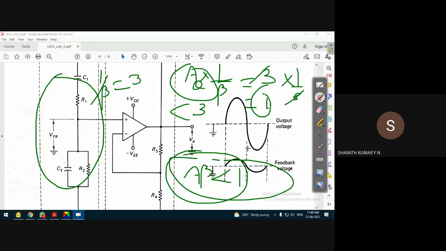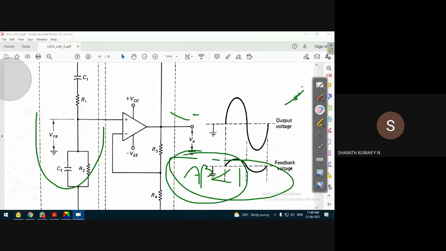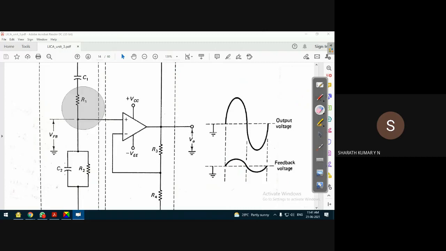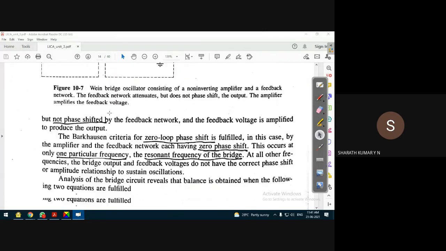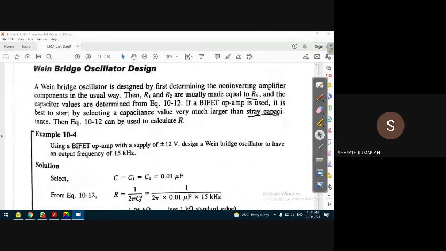If that condition fails, the oscillator will not result in any oscillations. Okay, that's how it is. So that's the condition for the oscillations. Okay, what is the design procedure?